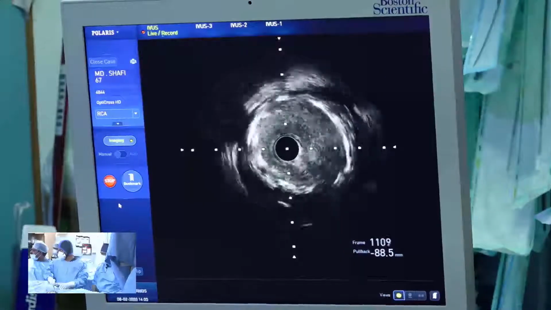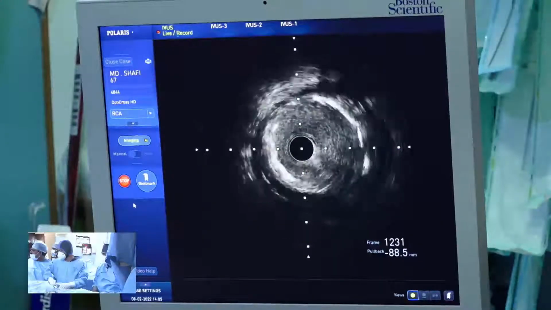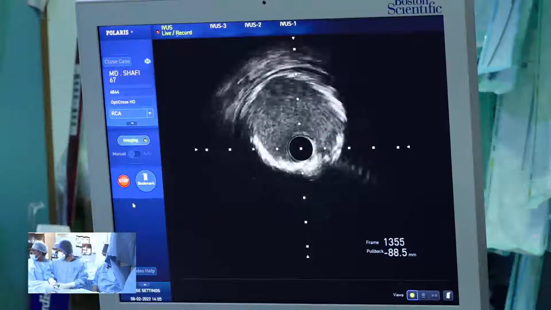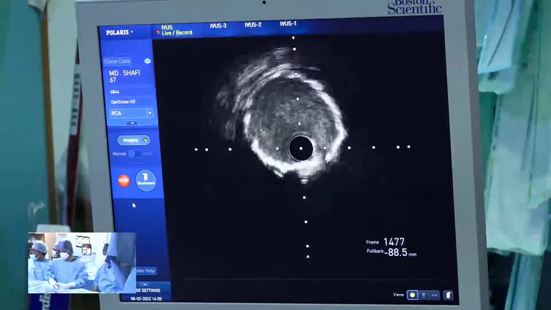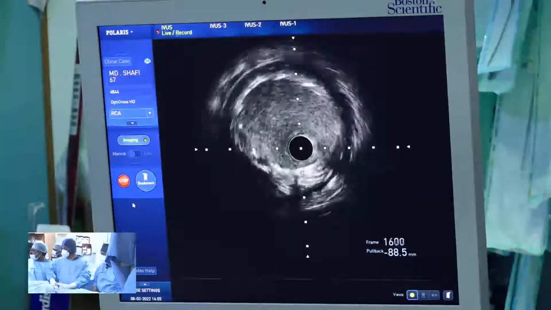This is the area of calcium. You can see very significant calcium here. Now here also calcium, the white reflection of the calcium, but the area achieved is very good. Now this is the proximal portion of the stent.